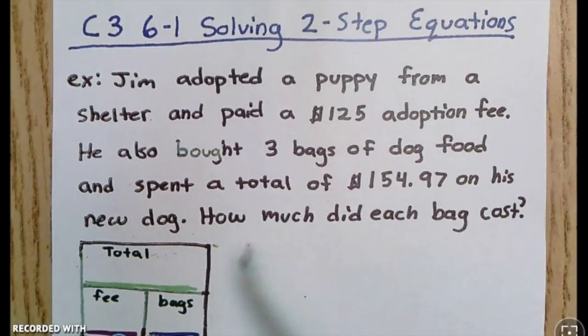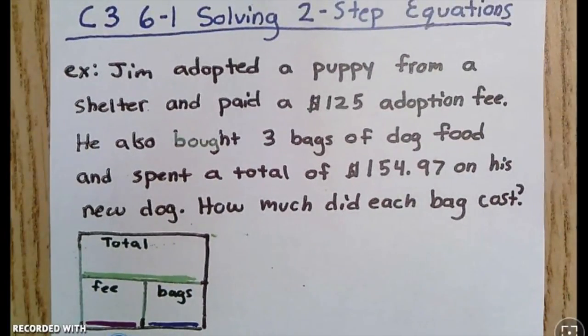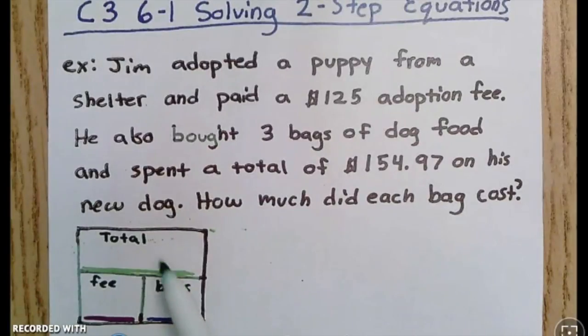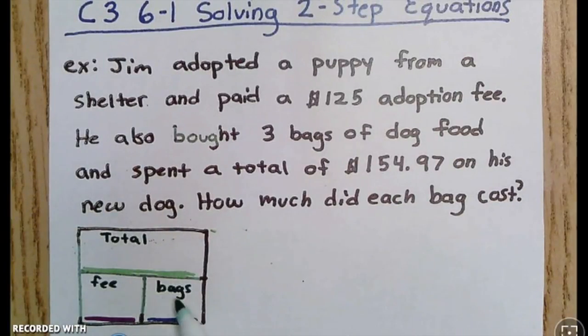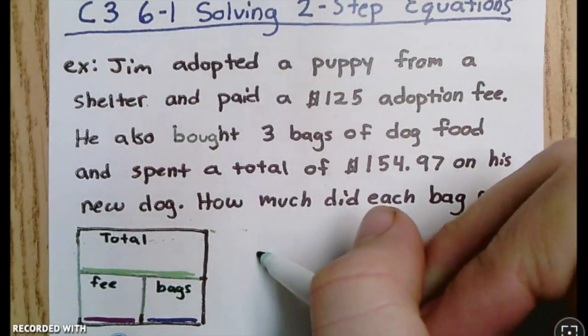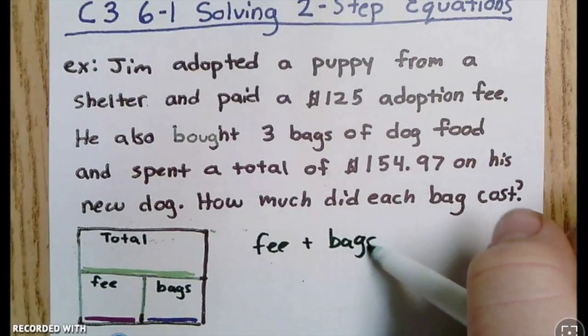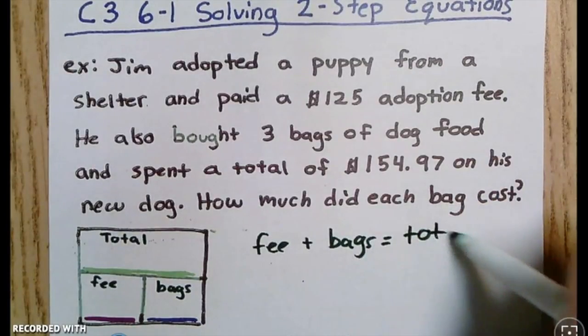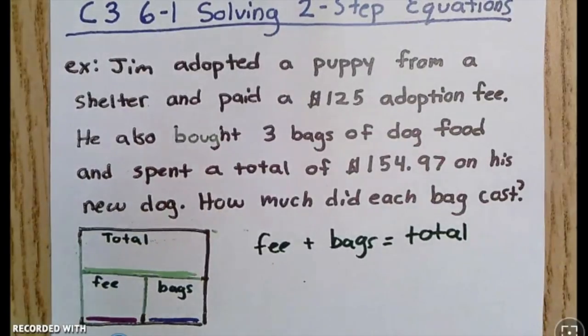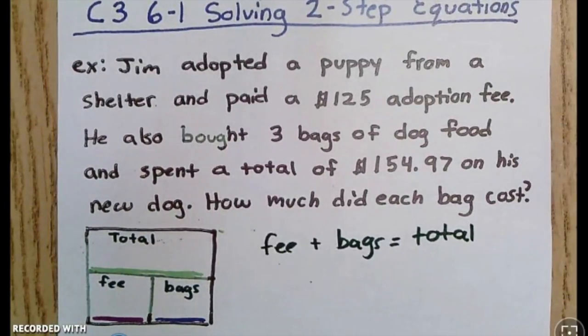So I'm going to take this information, I'm going to organize it in a little diagram here. I know that I have a total, and the total is going to be adding together these 2 things. I have the fee and how much he spent on the bags of dog food. Which when I write that into an equation, it's going to be the fee plus the bags equals the total.